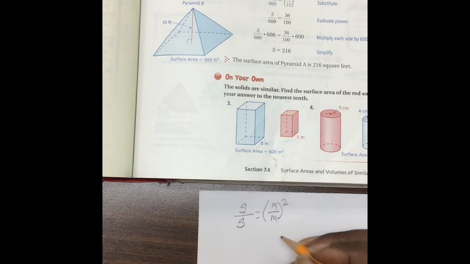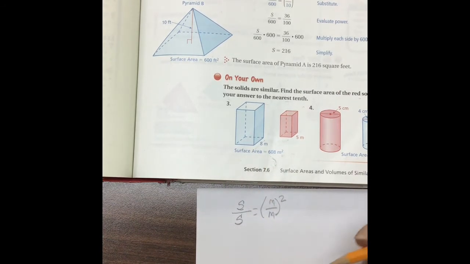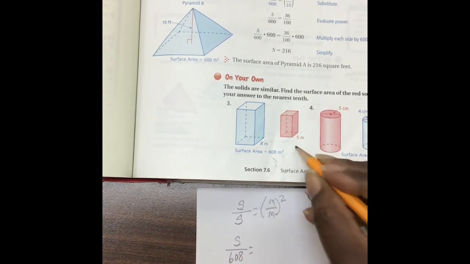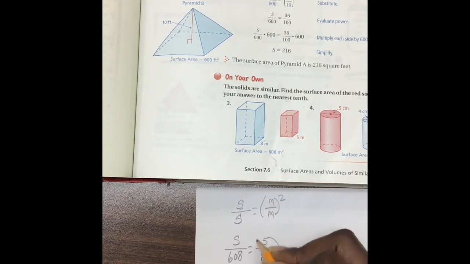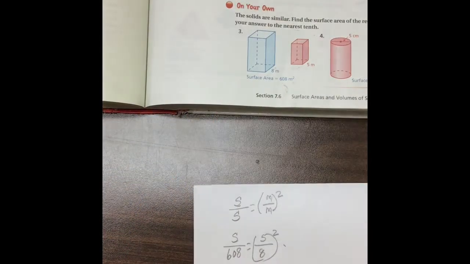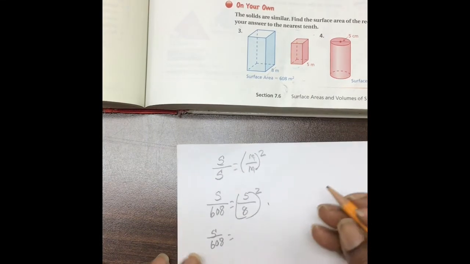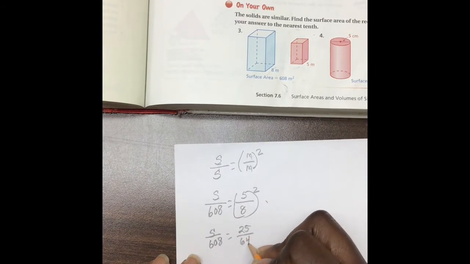In this case, this is blue, and this is red. So we're going to put the red on top. Red, we don't know the surface area, but we know the surface area of blue. Red we know is 5, and blue we know is 8, and this is squared. So now the surface area S over 608 is equal to the square of 5, which is 25, over the square of 8, which is 64. Those are our two numbers.